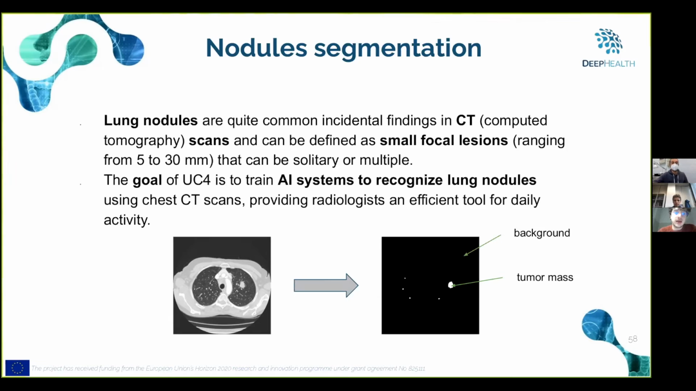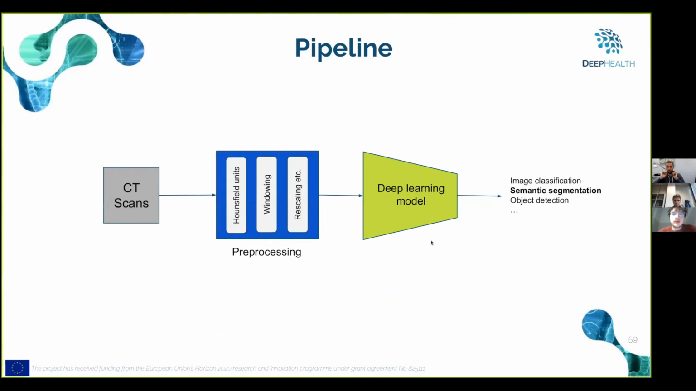So typically, in this figure, we have the input on the left and the output on the right. This is a segmentation map where 0 is the background, so no nodule, and 1, the white pixels, are the nodules, so the tumor masses. Here is the pipeline of the automatic annotation instrument for detecting lung nodules. The input is the CT scans.